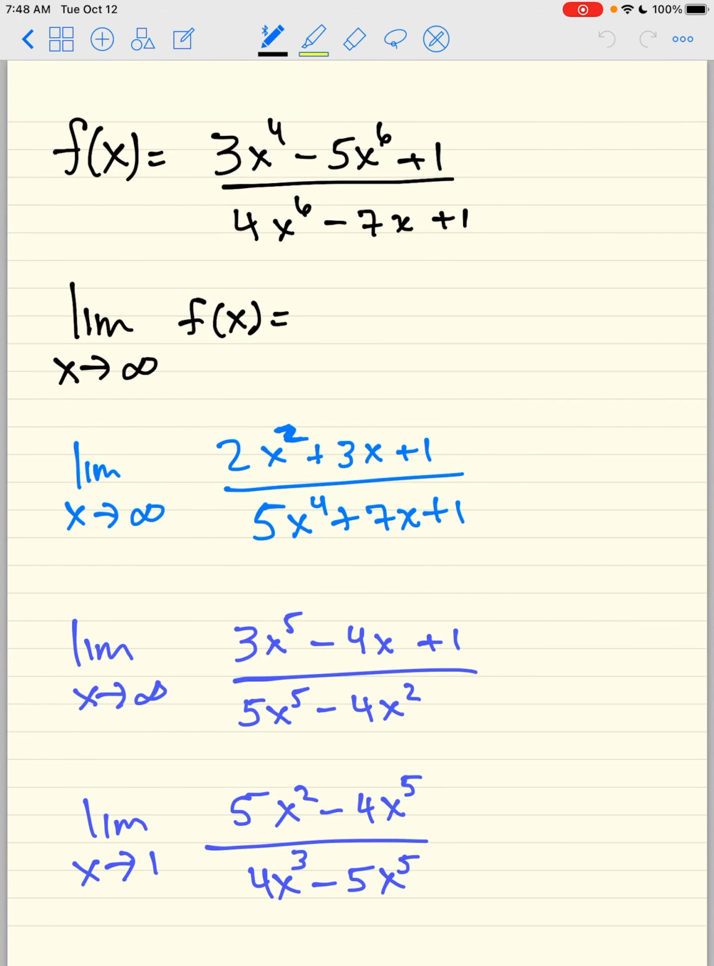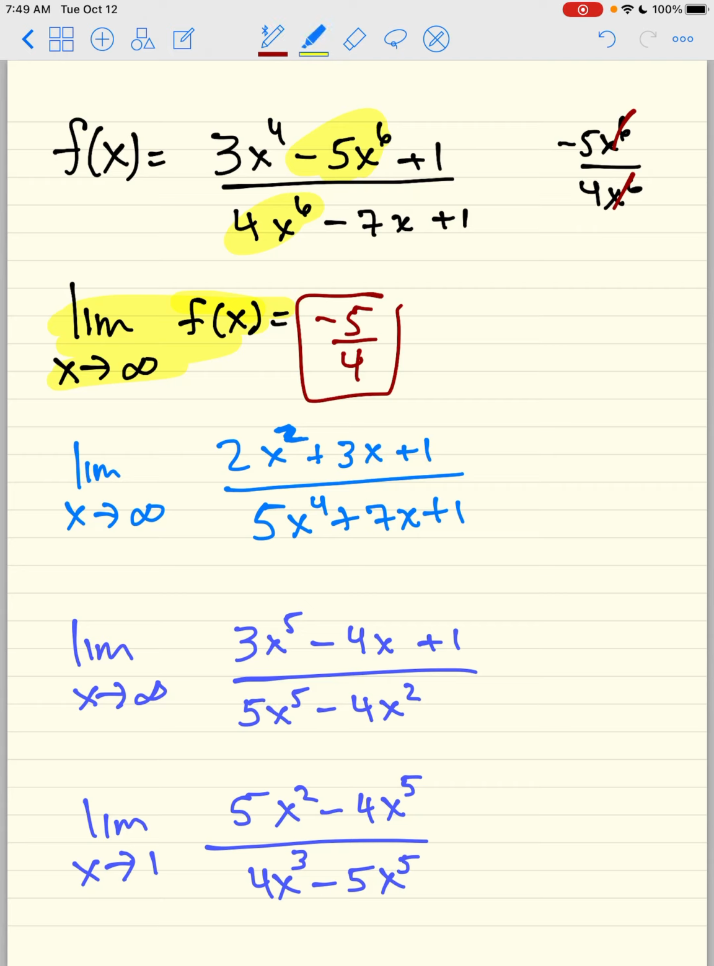Let's take a look at the highest here and the highest here. I want to find the limit as x approaches infinity for this function f of x. The highest here is negative 5x to the 6th, and the highest here is positive 4x to the 6th. A lot of times they're not in order, so make sure that you look for the highest. If you reduce this, then you get negative 5/4.